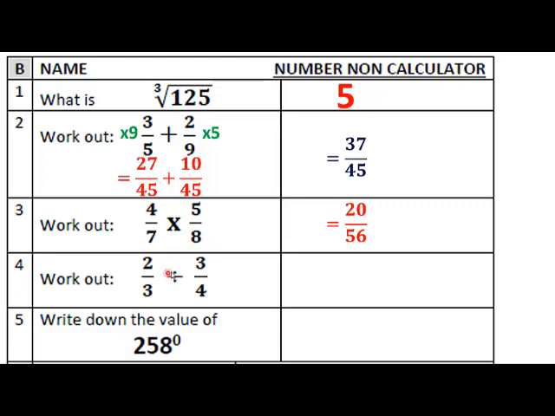Question 4. This is a division, so I need to change it to a times. And remember what I said before? That's going to change to a times, and the second fraction is going to be flipped over. So I'm going to get 2/3 times 4 over 3. So 2 times 4 is 8, 3 times 3 is 9, and that's my final answer. Make sure you look at it and you're happy with that.